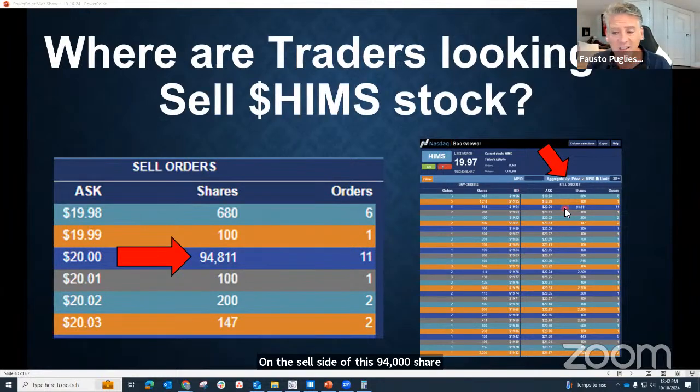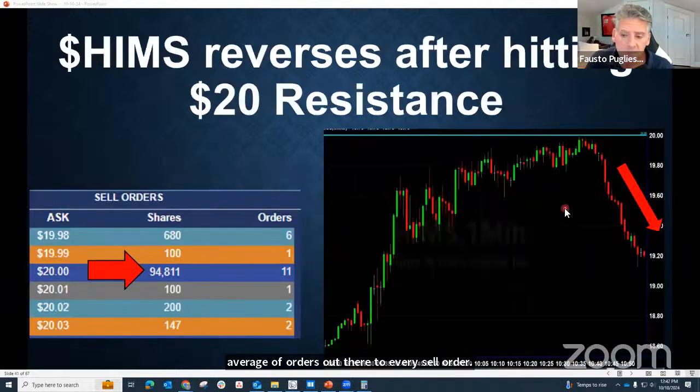Now, is that a lot? Well, it doesn't look like the NVIDIA one that had 2.5 million. But it is a lot, because look at all the other sellers at every price level. They're only 100, 600, 2,000, and then 94,000. That's almost 100 times more than the average of the orders out there on the sell side. What do you think is going to happen when we get to $20? It hit it and came right back down.